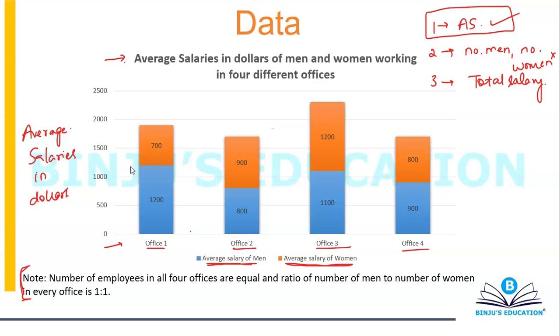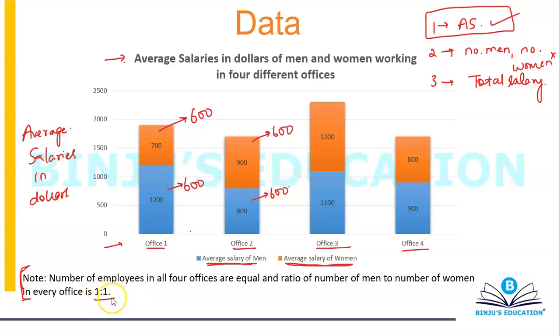I can also compare that, because it's given to me that the number of employees in all four offices is equal. So if this is men and this is women, let's suppose there are 600 women working, so there have to be 600 men working. In this case also it's going to be 600 women and 600 men. This is what it basically helps me out with.